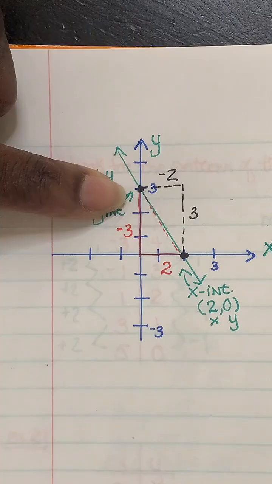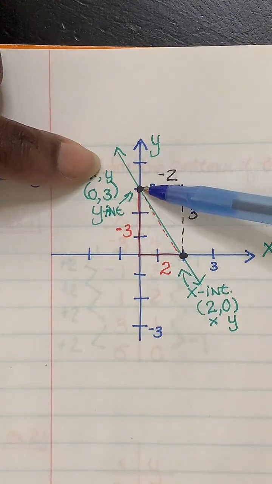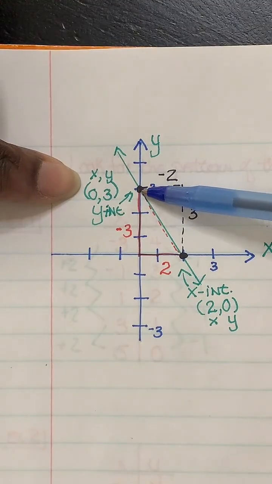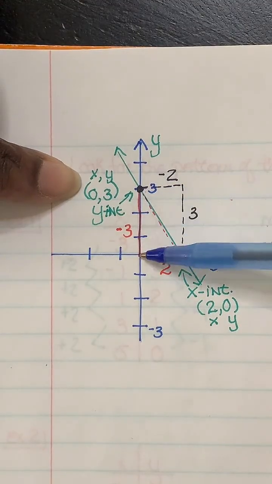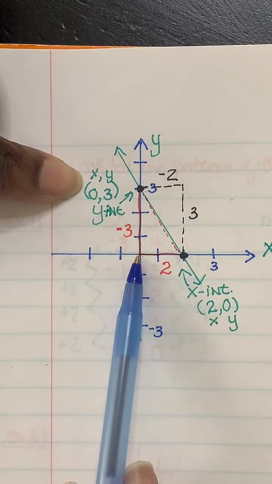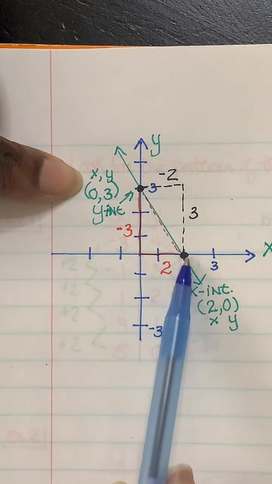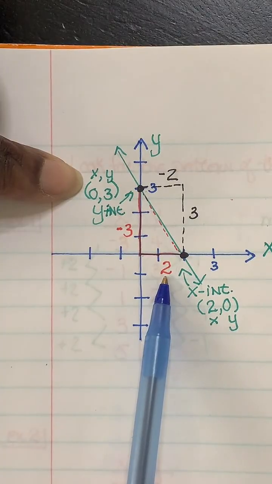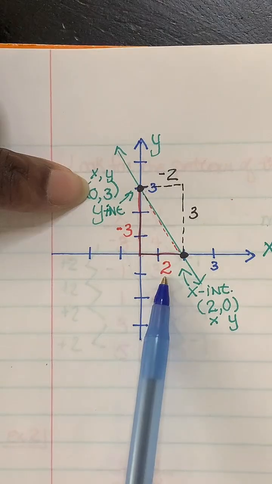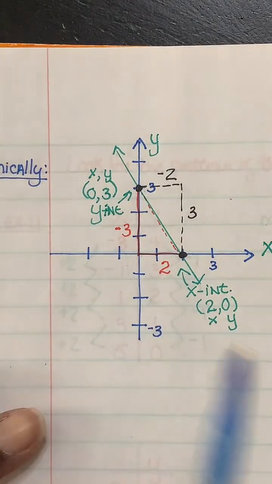Now I can also go the other way. If I wanted to start at this point (0, 3), I could go down 1, 2, 3. That's why there's a negative 3 here. And then go to the right 1, 2. That's why this positive 2 is here. So my slope could be negative 3 over positive 2.